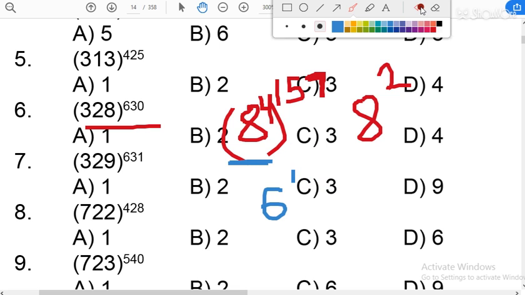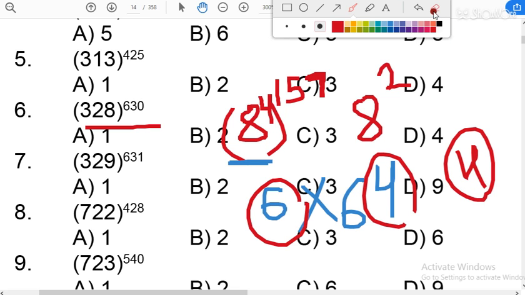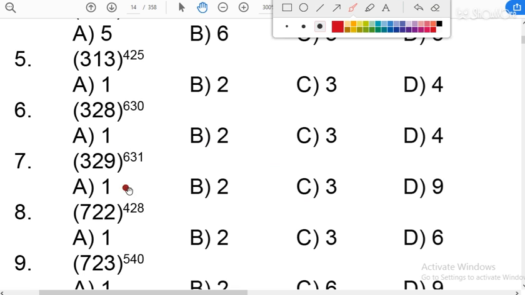Unit place will be 6 for this term, and we have to multiply it with 64. So we have to multiply with 8 raised to the power 264, and here 8 raised to the power 4 is giving me unit place 6. So I have to again multiply the unit place 6 into 4. So 6 into 4 is 24. That means finally I got 4 as unit place. Okay, 4 is an option. Question in number is this one, so its answer will be D.